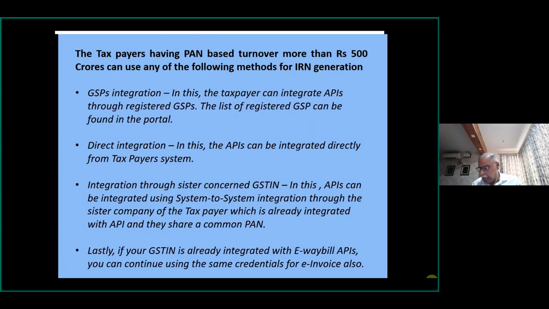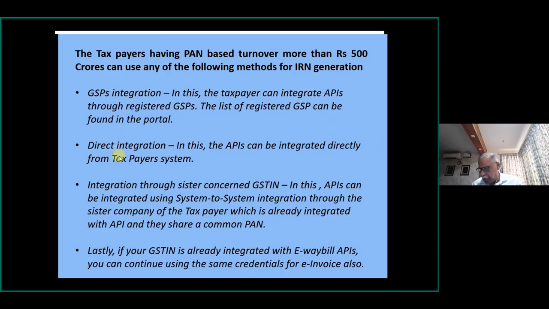Now we will see the various modes of interfacing with APIs. GSP integration: in this, the taxpayer can integrate APIs through registered GSPs. The list of registered GSPs can be found in the portal. Direct integration: in this, the APIs can be integrated directly from the taxpayer's system.